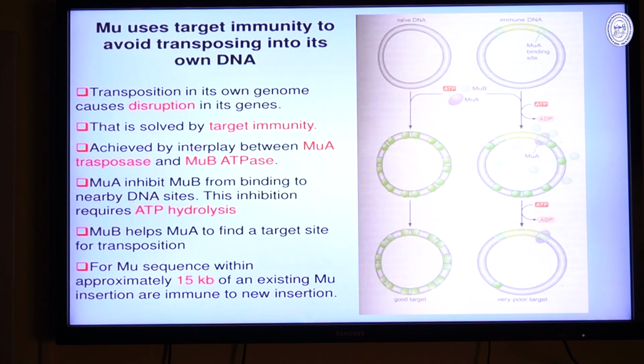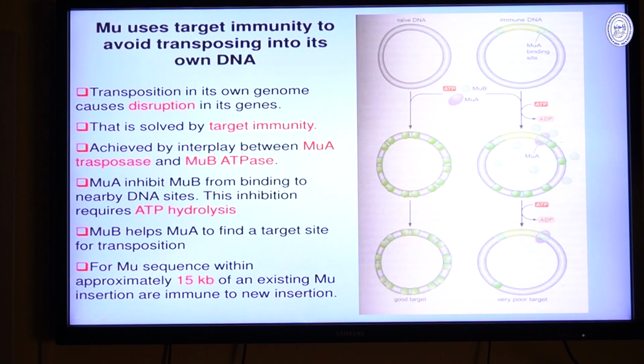There are also other examples. You do not need it at your honors level. I'm just trying to throw a little light on this Mu, and this Mu uses target immunity to avoid transposing onto its own DNA. So it produces a kind of immunity so that its own transposon will not enter its own DNA. It will rather enter a foreign DNA. Transposition in its own genome causes disruption in its genes, and this disruption is solved by target immunity.